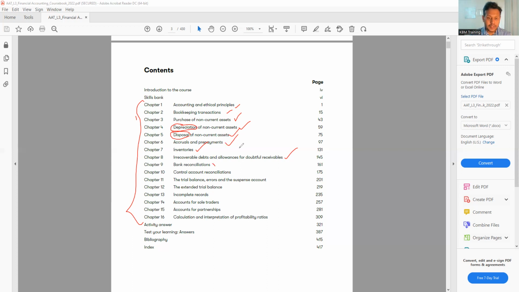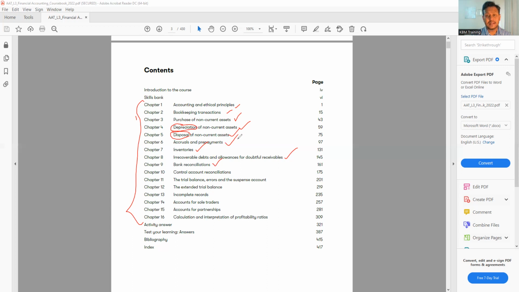Chapter number 9, we're going to look at the bank reconciliation, another important area. If you have done your bookkeeping control on Level 2, you already know what a bank reconciliation is. Bank reconciliation is all about the difference between the bank and my record. It is possible that the bank says I have more money, but my record says I have less money. It is possible the bank says I have less money, but my record says I have more money.